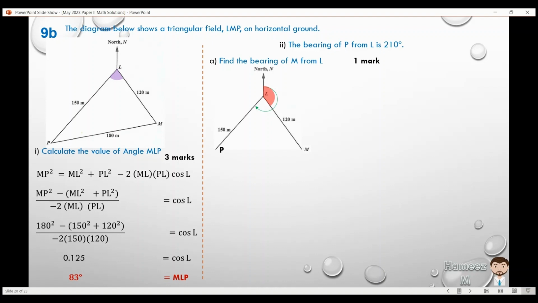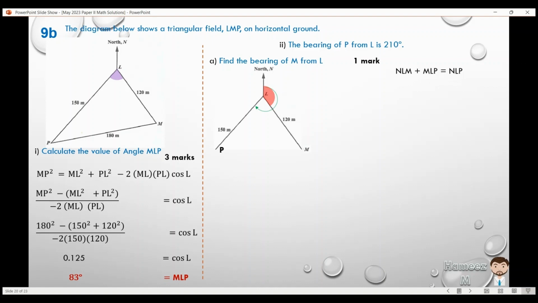So how do we get that? Well, we know N, L, M, which is the bearing of M from L, which we have in that red, plus MLP, the piece below, which is the purple angle that we found in part 1. Those two things add up to give us the entire green arc, NLP.